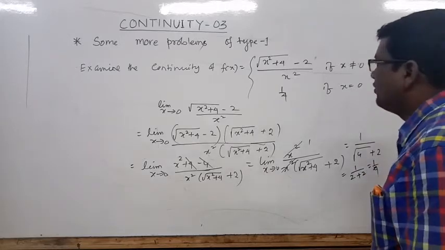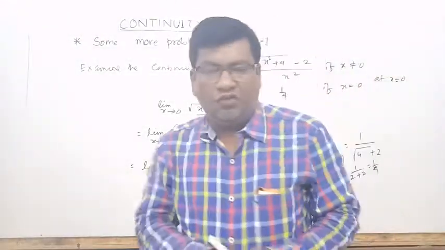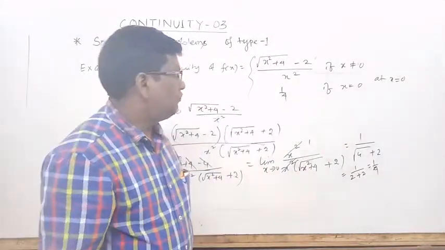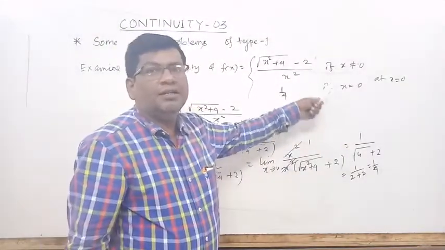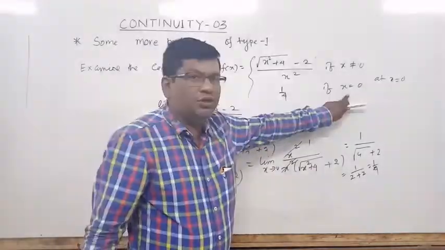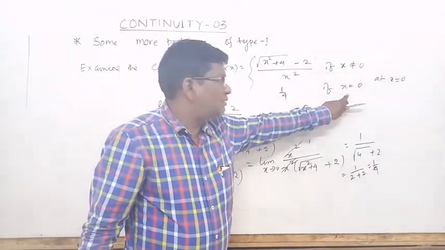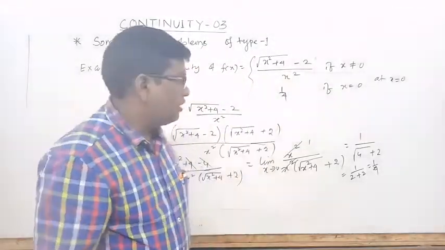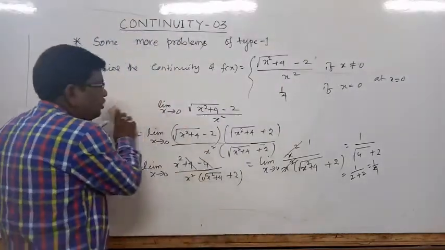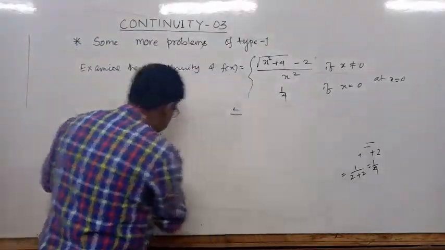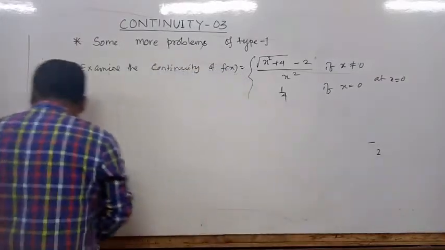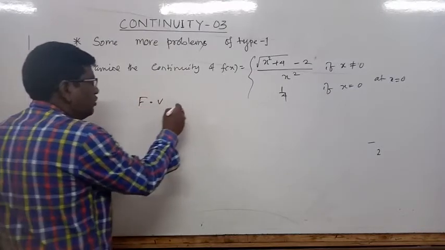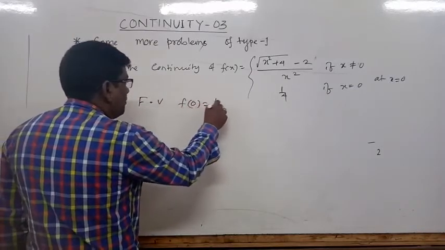Now what is the functional value here? The functional value can be determined where the equal to sign is present. Here x is equal to 0, so the functional value can be determined from this. What is the functional value here? That is 1 by 4. f of 0 is equal to 1 by 4.